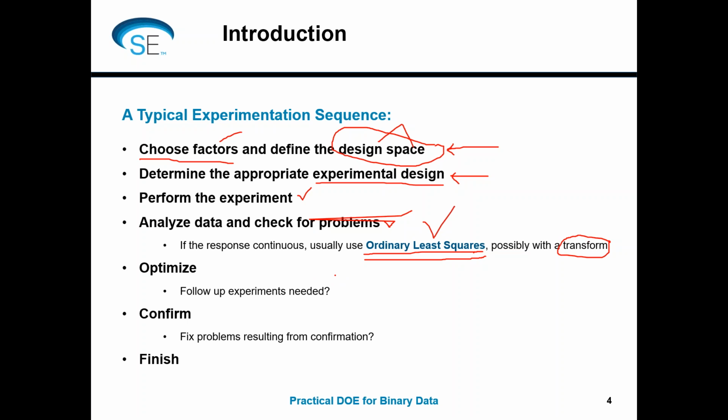Afterwards, once you have your predictive model, you can optimize, figure out where's your minimum, where's your maximum, where's your sweet spot. Take that sweet spot and confirm it. Do some independent validation runs afterwards just to make sure that your model is agreeing with what's actually going on. And then finish, and then possibly go back to any of these steps if something goes wrong.